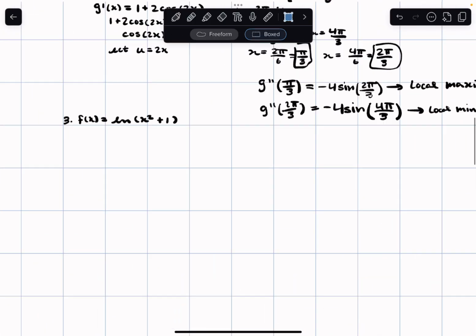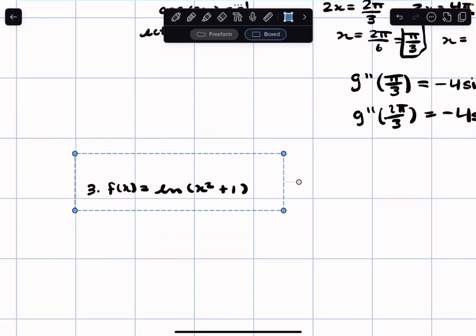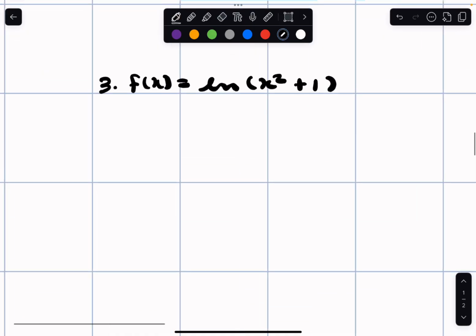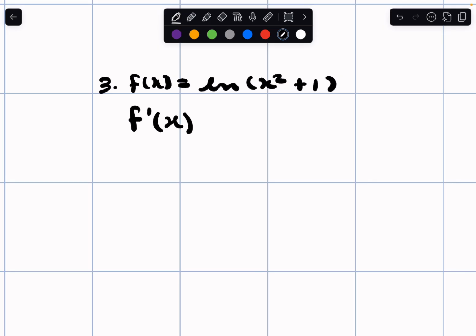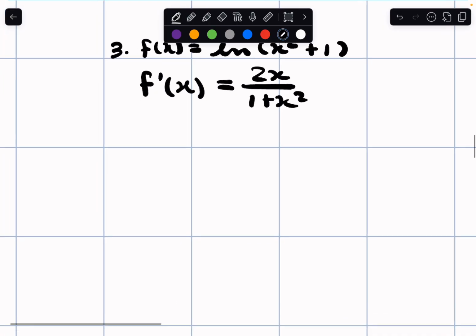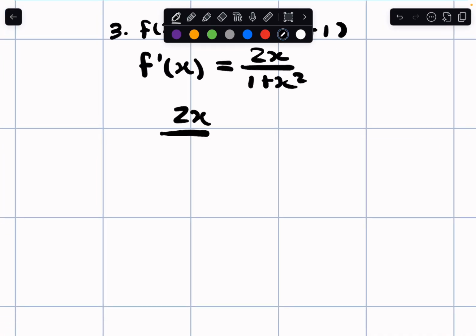All right, last but not least, we have an entirely non-linear, or non-polynomial function, which we will take the derivative of. So for number 3, we have f of x is equal to ln of x squared plus 1. And then we're going to take the derivative of that to find the critical points. So f prime of x is equal to 2x over 1 plus x squared by the chain rule. Then we're going to set this equal to 0. So 2x over 1 plus x squared is equal to 0.